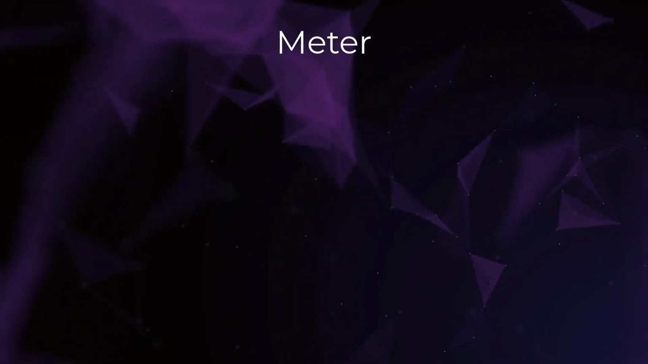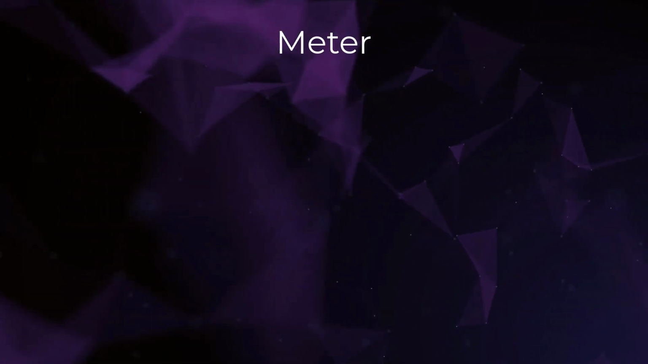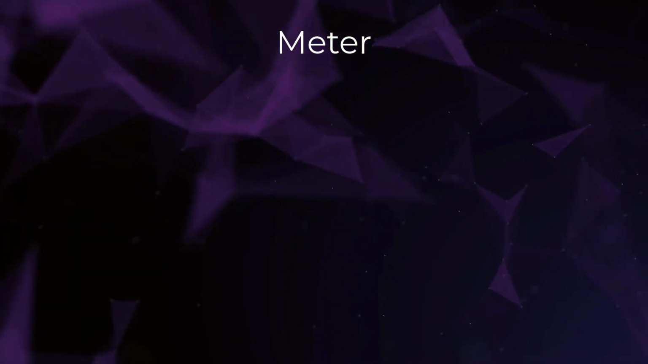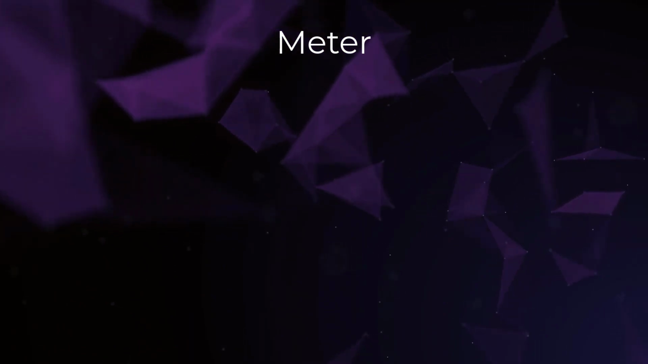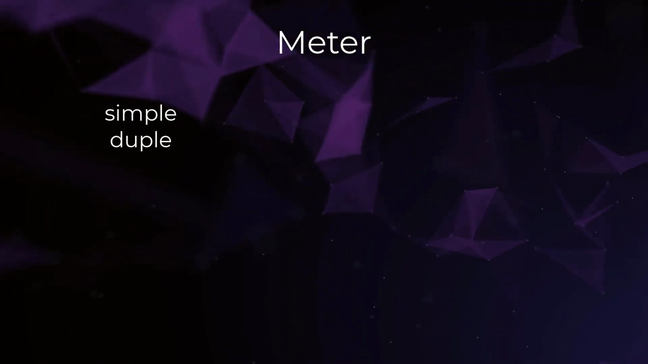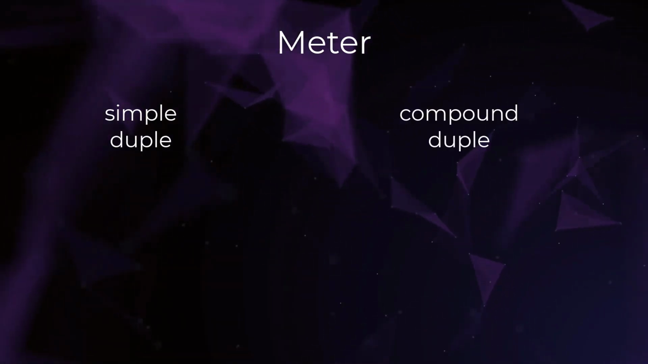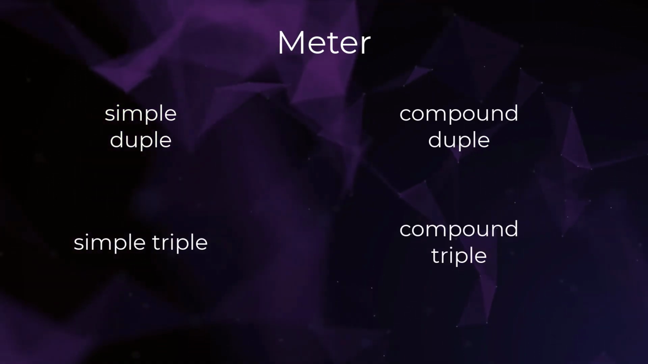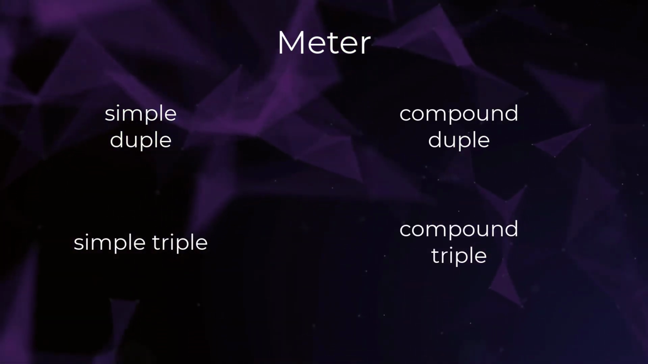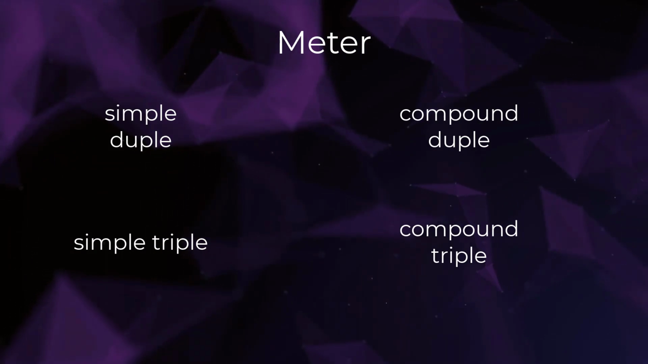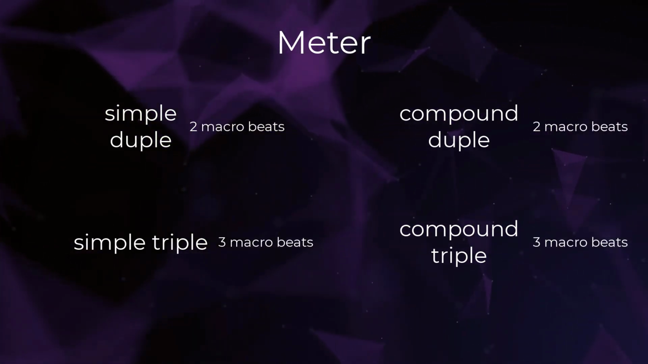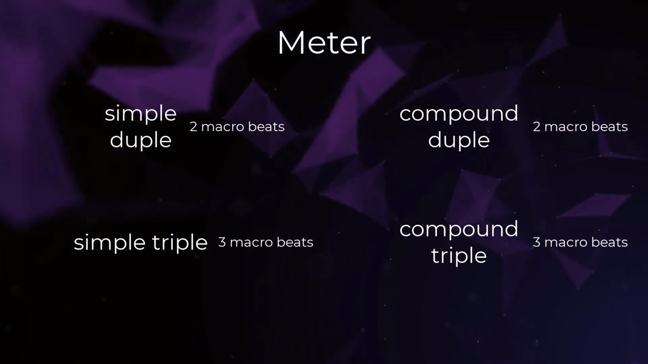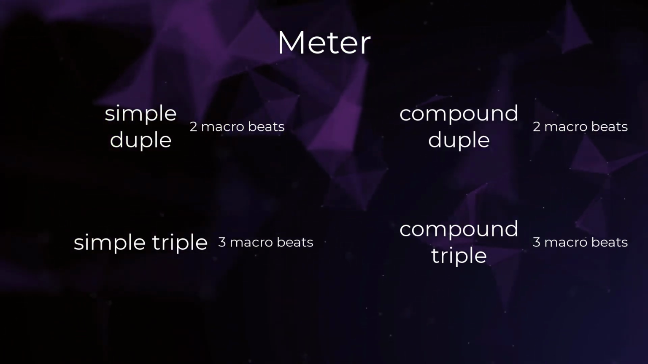There is an easy way to discern the difference between the 4 main types of meter and how they are organized. There are only 4 combinations I will make you responsible for knowing: simple duple, compound duple, simple triple, and compound triple. We already know that duple divides the macro beat into 2 and that triple divides it into groups of 3.